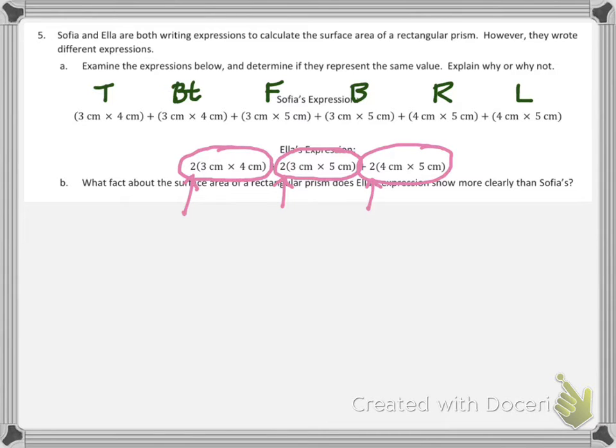Part B, what fact about the surface area of a rectangular prism does Ella's expression show more clearly than Sophia's? Well, she's just saying that the top and the bottom are the same, the front and the back are the same, and the right and the left side are the same. And she did that by multiplying by 2.